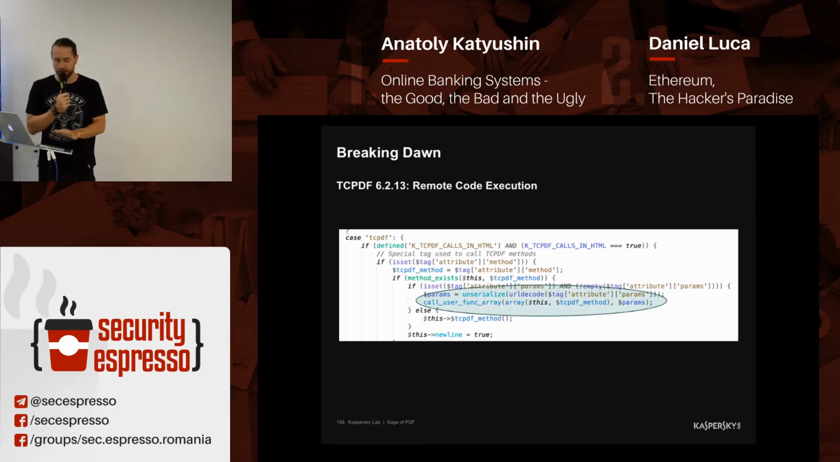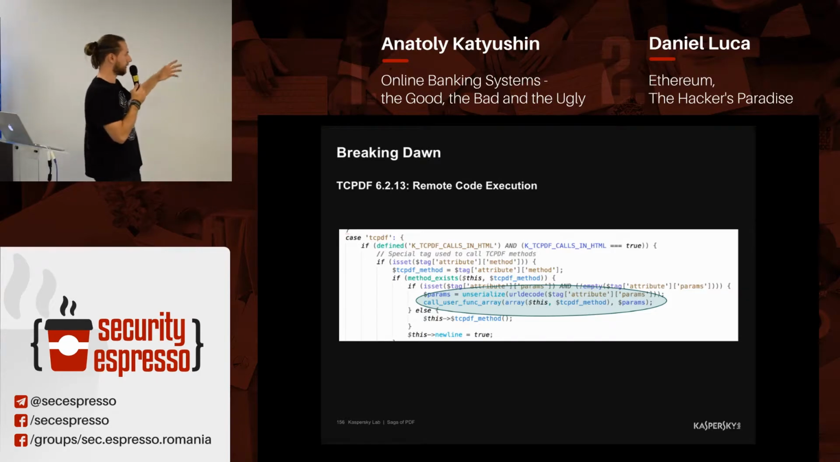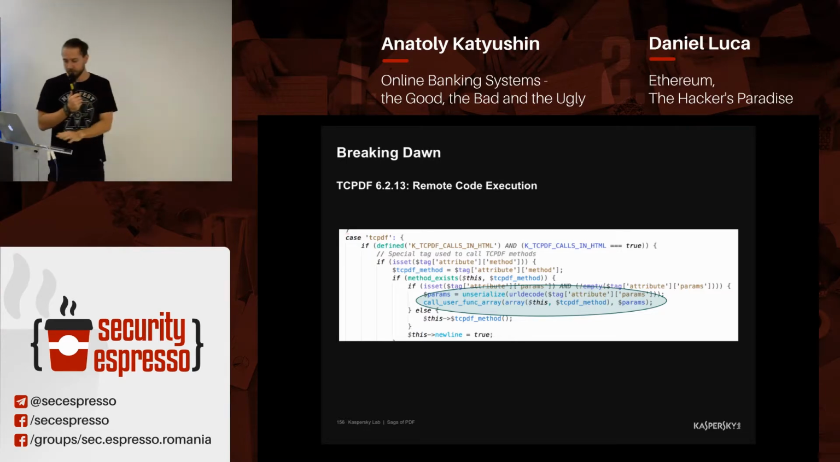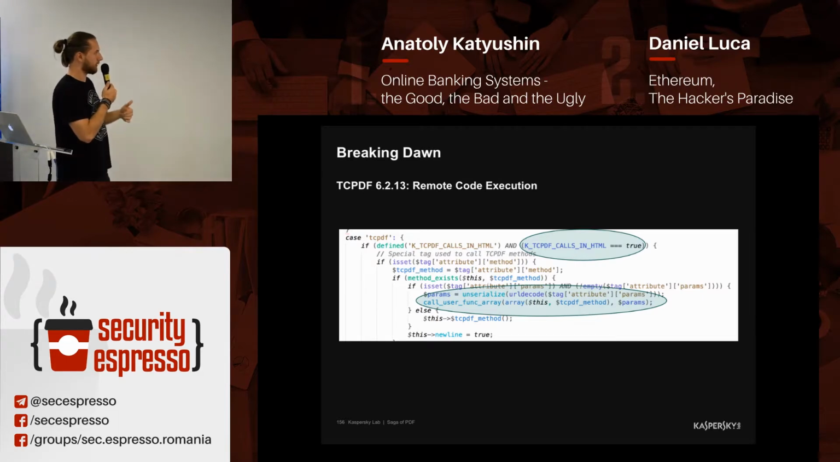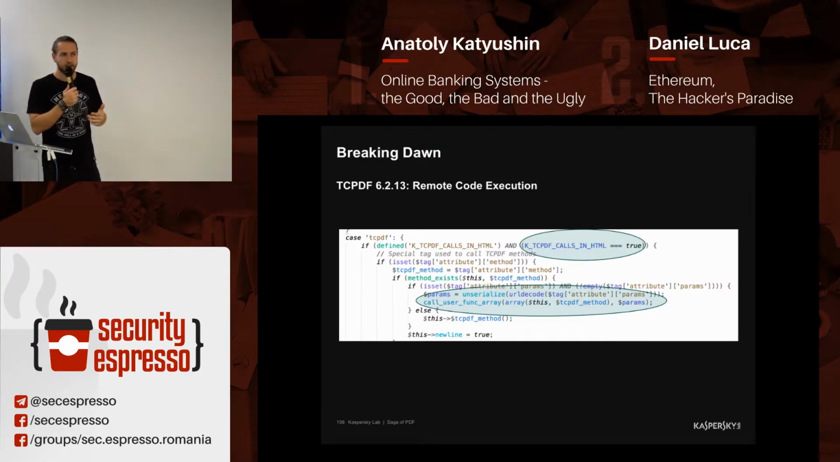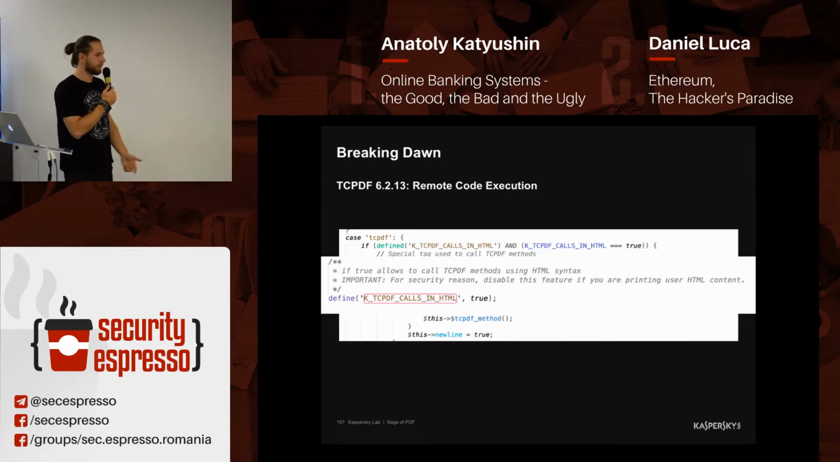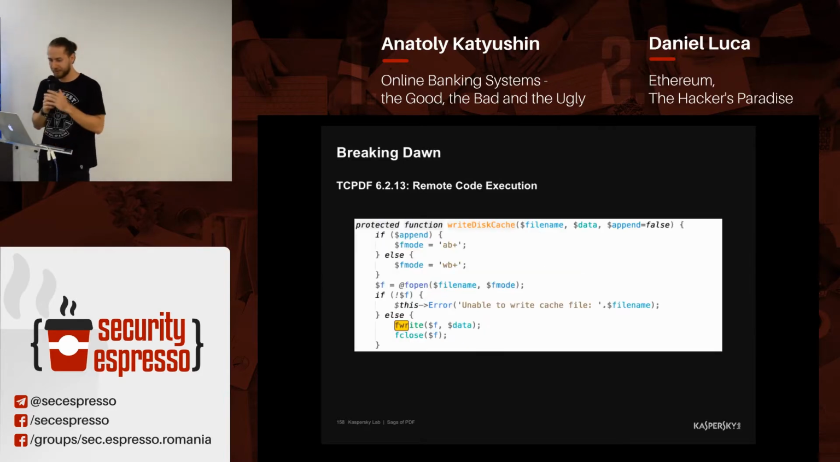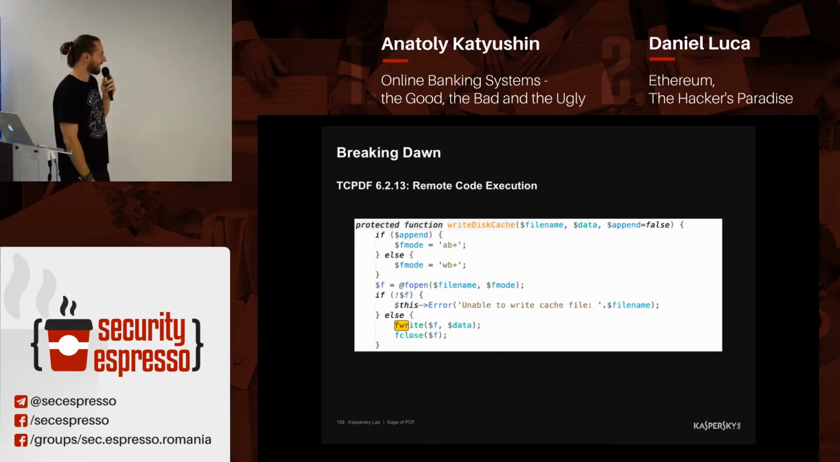You can see that if it exists, it will try to decode attributes and call some user function based on those attributes. This will be possible only if this constant K_TCPDF_CALLS_IN_HTML is set to true. So I think this is pretty secure. But the developer decided just to enable this and to warn you that for security reasons, you should disable this feature if you're printing user HTML content. So we could call user functions from that class.